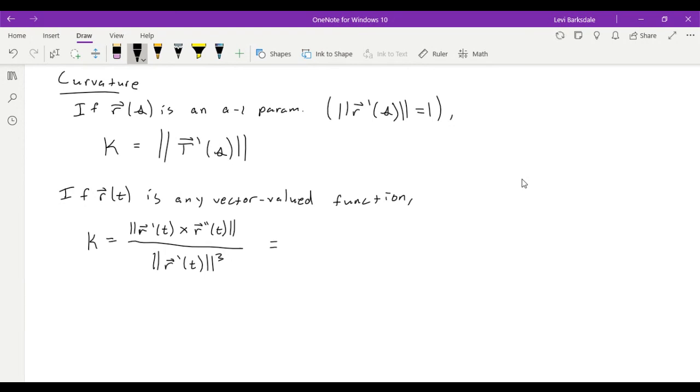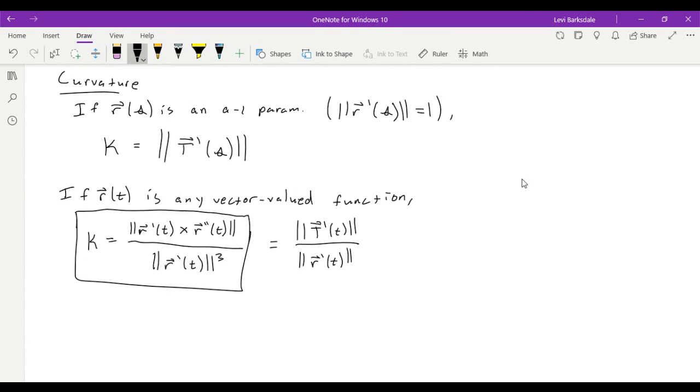Another way to write this is the magnitude of the first derivative of your unit tangent all over the magnitude of just your first derivative. But this first function right here, I would recommend memorizing. I use it basically for all of the curvature calculations.